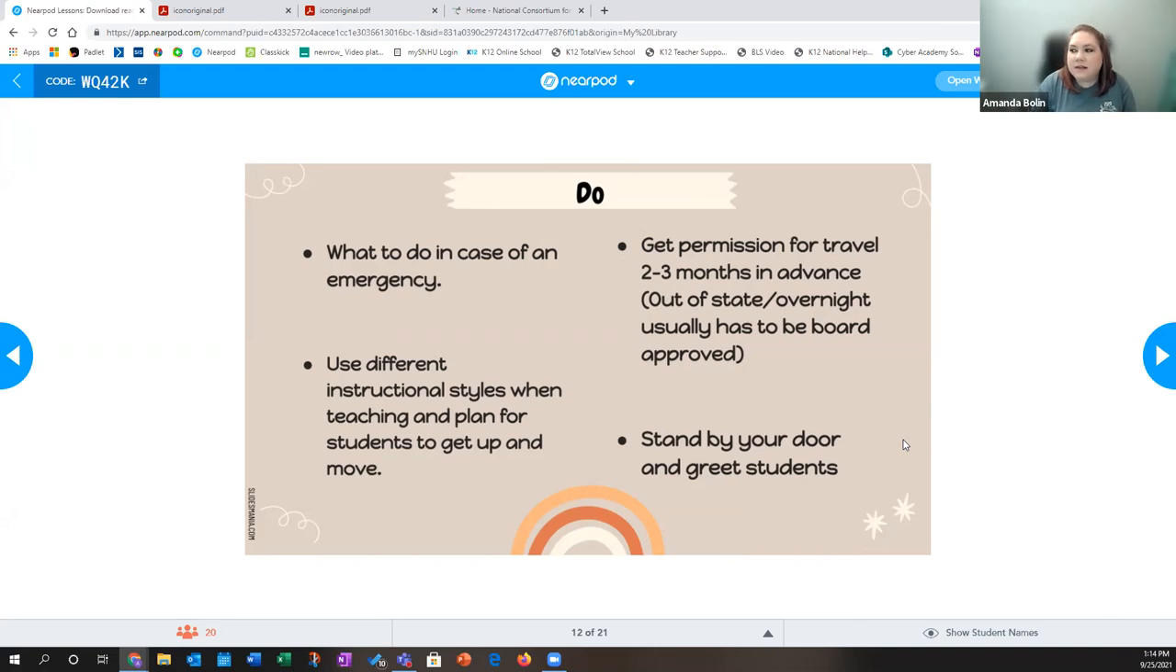So another do is get permission for travel 2 to 3 months in advance. So usually when you do out of state and overnight travel, it has to be board approved. I know that can vary state to state, but I know in our state we do have to have board approval. So just making sure, like if you're going on a HOSA conference or something like that, that you want to get those in 2 to 3 months in advance. Stand by your door and greet your students because they really like that.